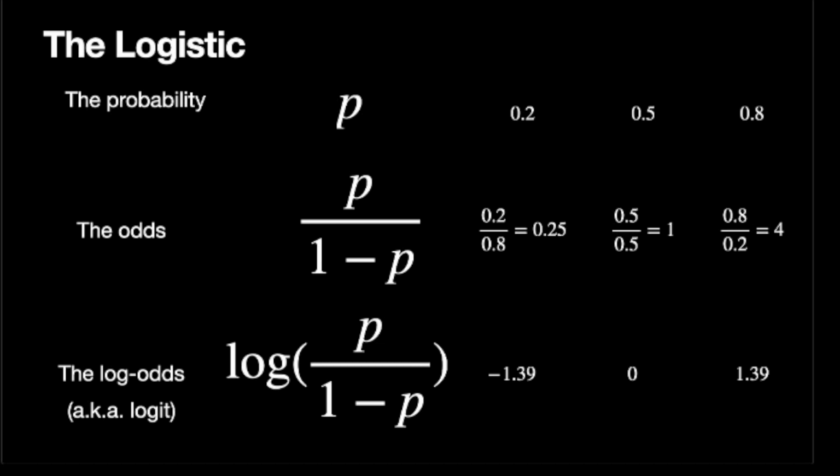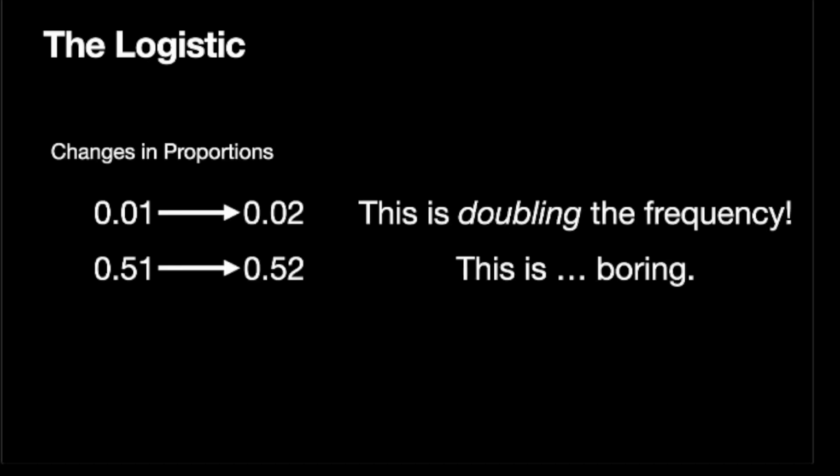But what are the benefits of doing a logistic transformation? Well, one reason is that small changes in proportion towards the bottom and the top of the probability scale are bigger deals than the same change in the middle.